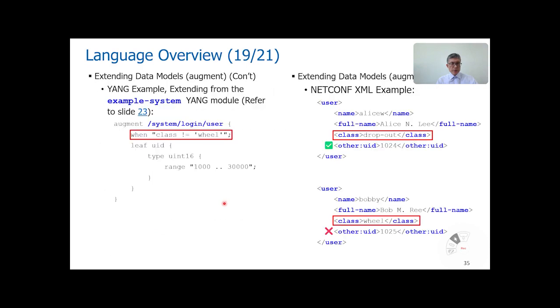Okay, so system login variable. If the class user, the class variable, is a field, we include this UID. The range is 1,000 up to 30,000. Okay, so example here.